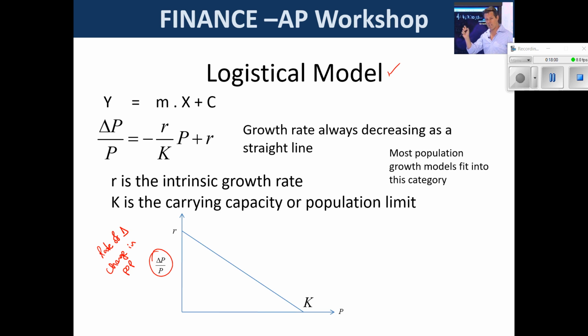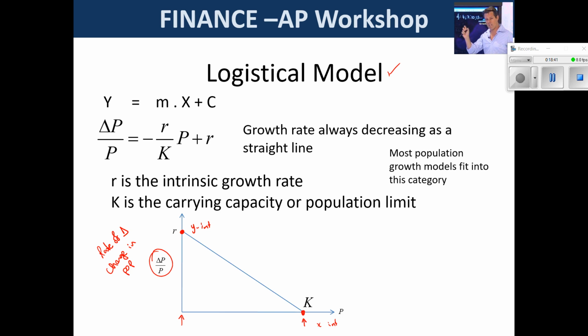And it should make perfect sense that when we are tending towards the carrying capacity, the rate of change tends towards 0. And so the rate of change is 0 at this particular point here. And so we can read off the carrying capacity K as the x-intercept value of this function. And over here, right at P0, the initial population, its growth rate is going to be over here. So the y-intercept is the R value.